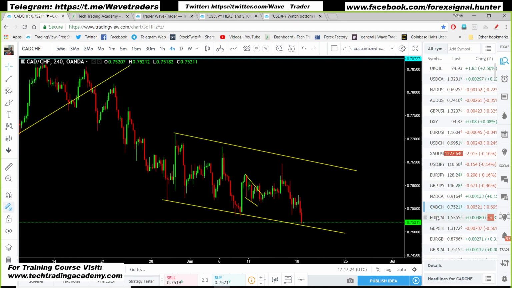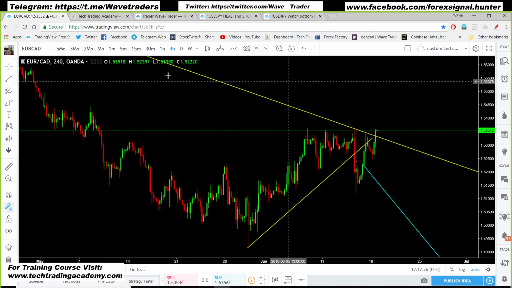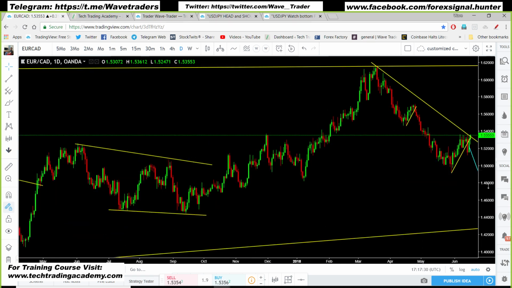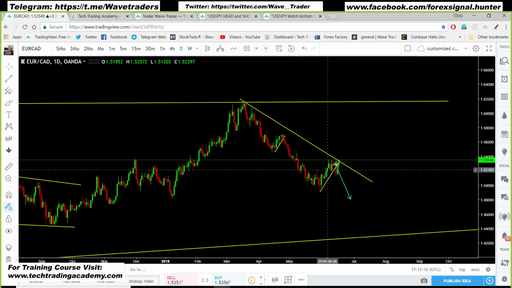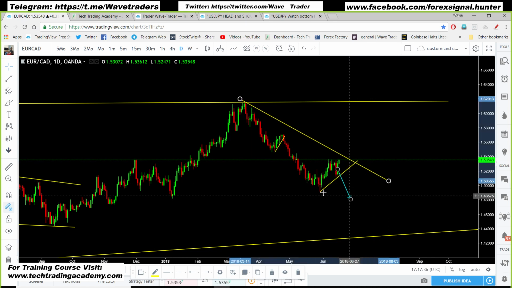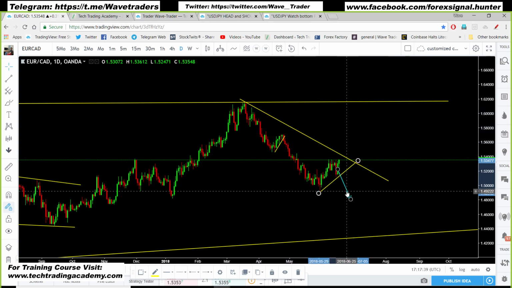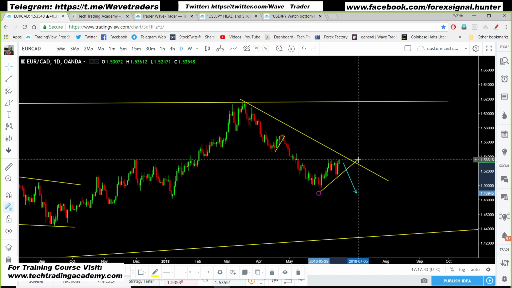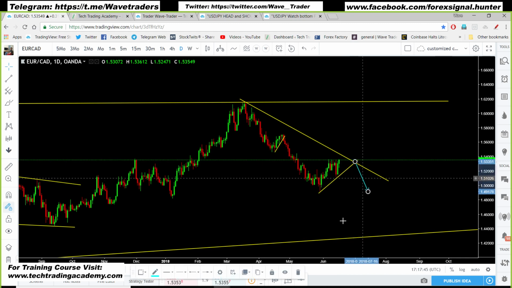And EuroCAD. One more drop on the EuroCAD. Why am I showing you strength on the dollar CAD? Because I'm showing you a sell on the dollar CAD. Dollar CAD strength will give you more downside on the EuroCAD and a bigger correction on the CAD CHF, or a retest of the top again. So this trade.